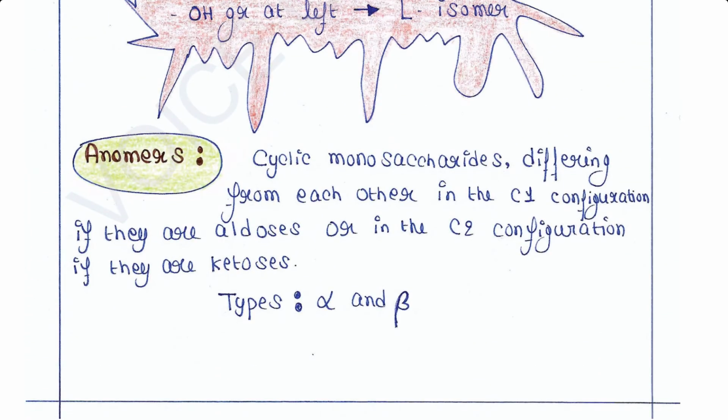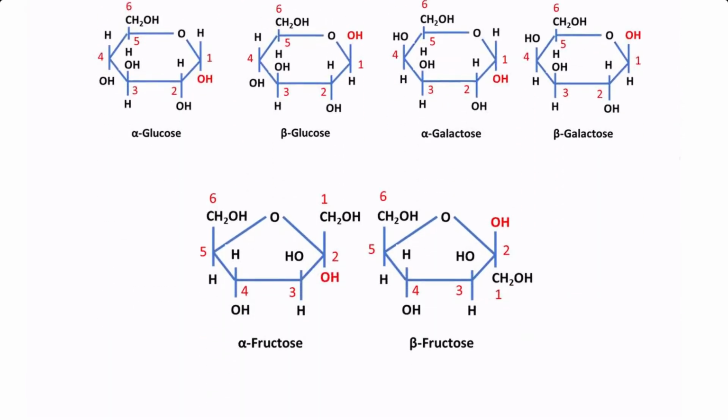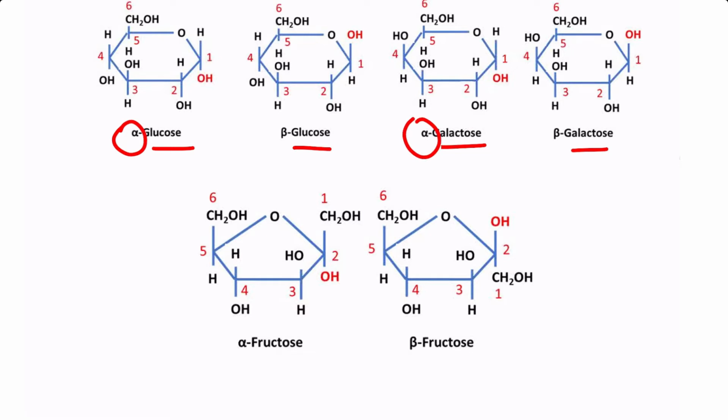Let's see something about anomers. Anomers are cyclic monosaccharides, and they are of 2 types, alpha and beta. So let's see the structure first. In glucose and galactose, in alpha configuration, the hydroxyl group is attached to the C1.